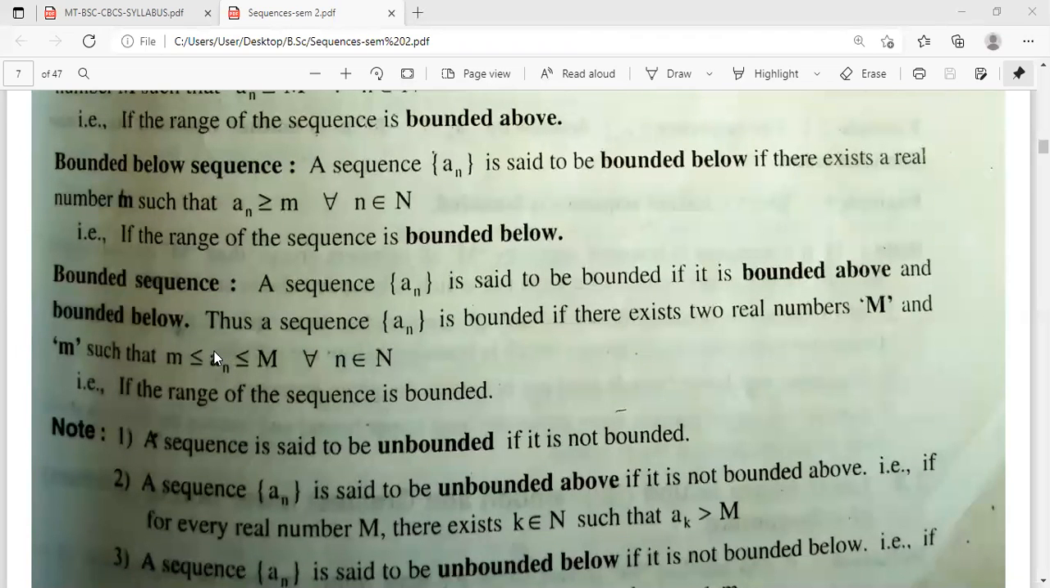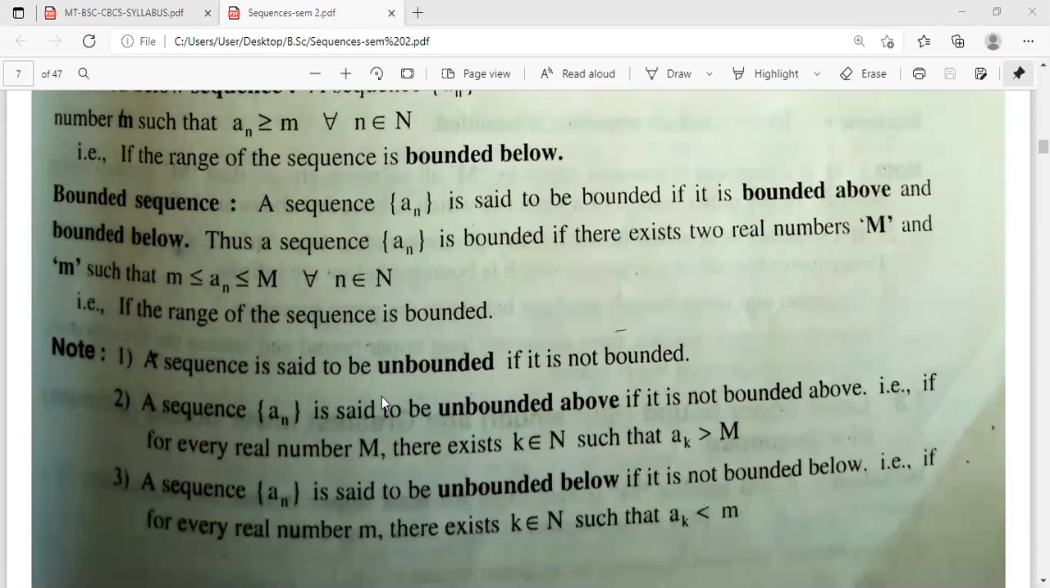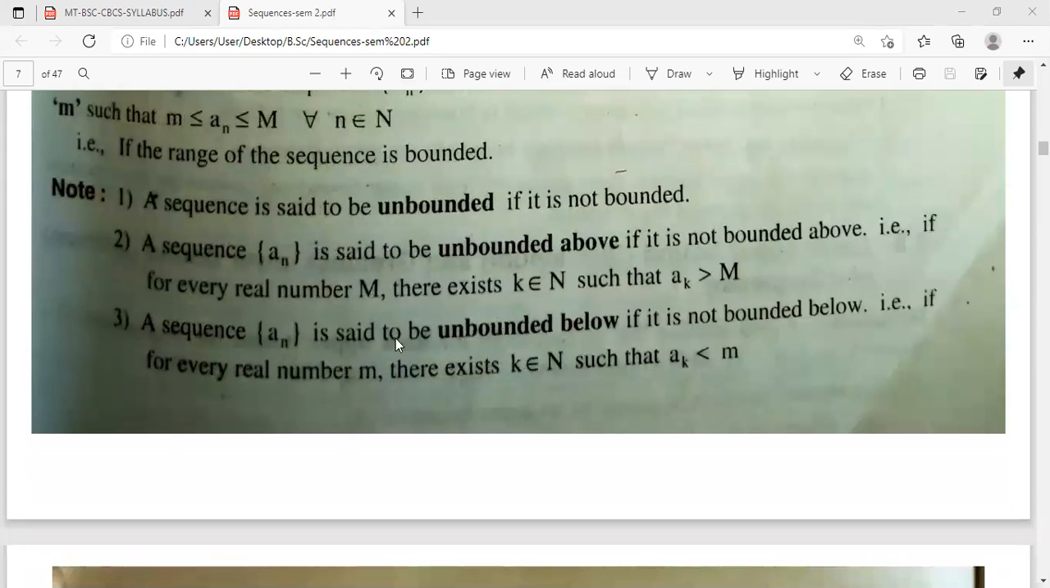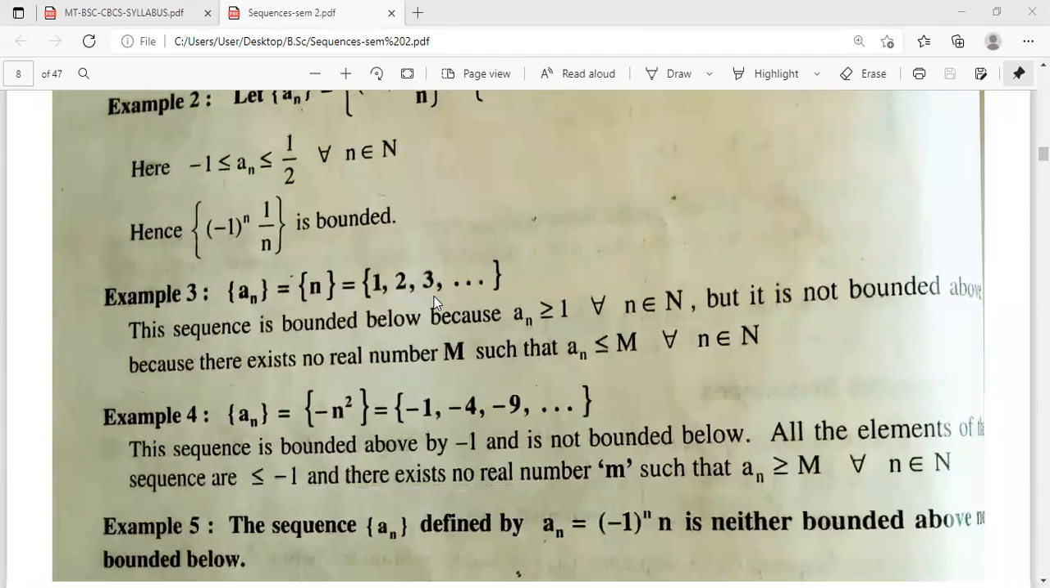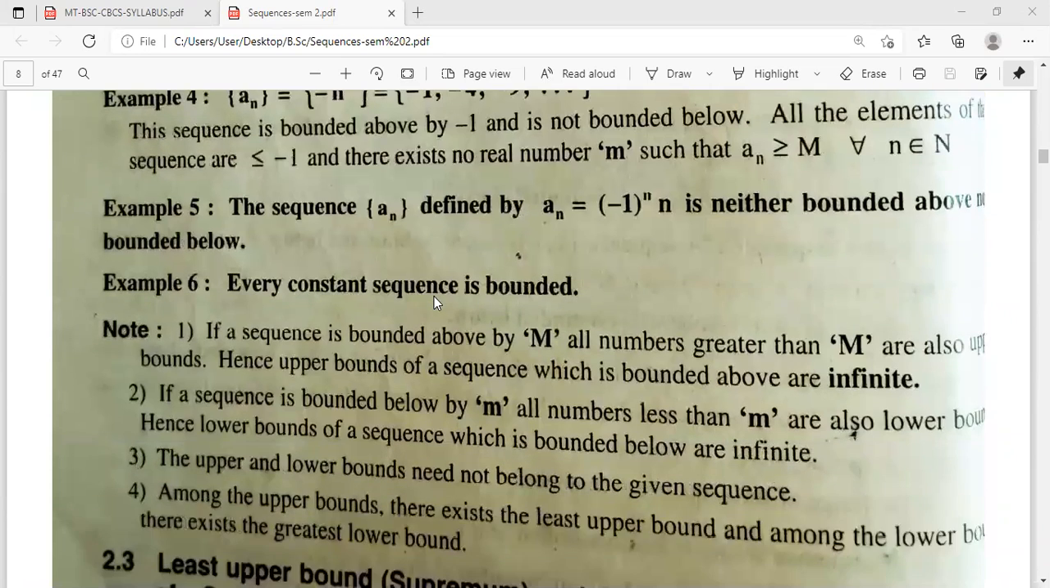If a_n is bounded above, a_n is less than or equal to M, and bounded below, a_n is greater than or equal to m, then you can say the sequence is bounded. Unbounded means it is not bounded above or below; we write unbounded above, unbounded below. Then taking some examples, every constant sequence is bounded. It is also one of the cases.